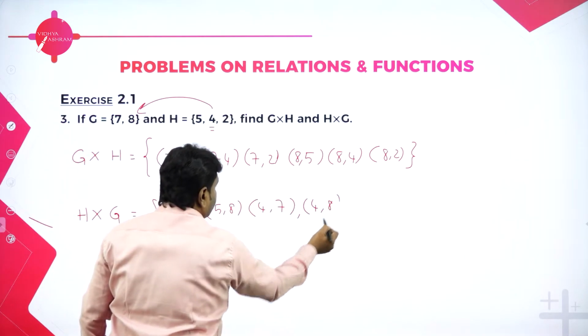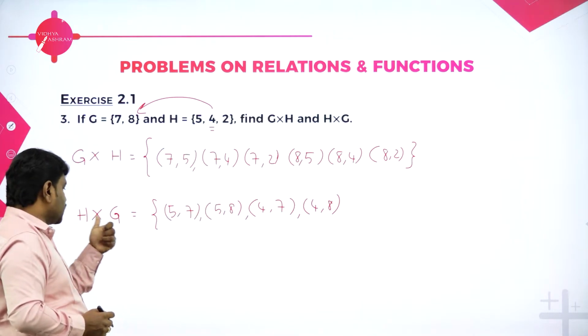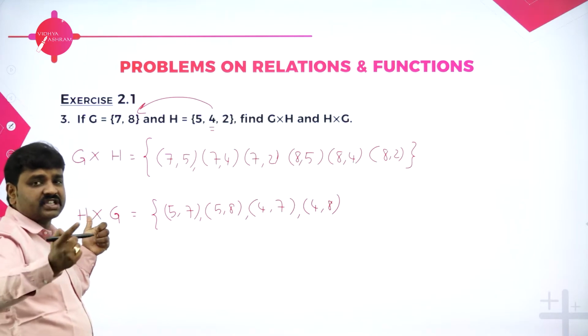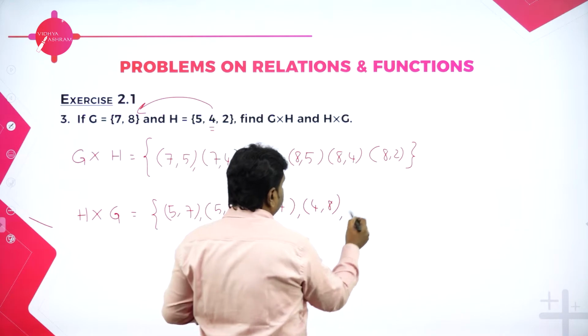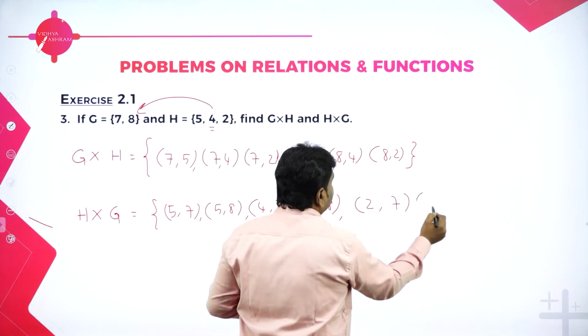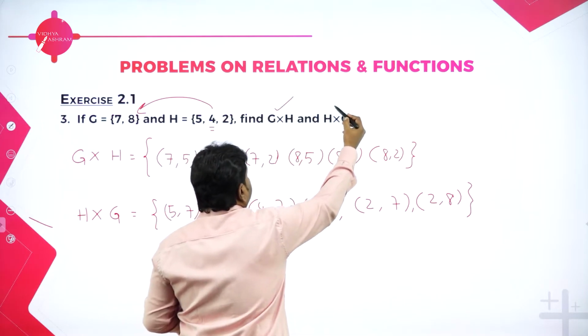Then always you should take the first element from H, because H is the first set here. H cross G means the first element should belong to H and the second element should belong to G. Then take 2, 2, 7, 2, 8. So we got two Cartesian products, G cross H and H cross G, which is what they wanted.